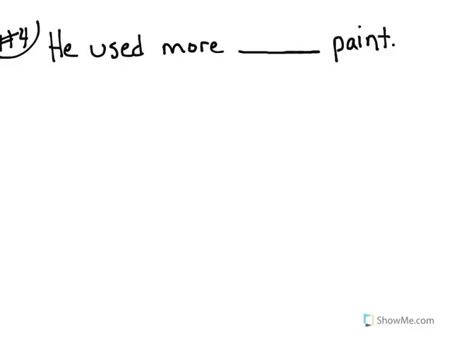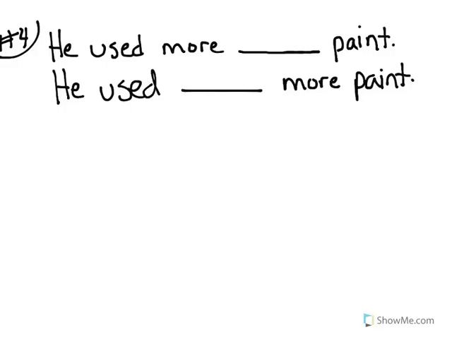So right away, I'm going to think about this sentence. Notice I have 2 questions. I need to have 2 sentences. So my first sentence would be, he used more paint. And that's where I'll put the color of paint that he used more. My second sentence, that question is asking me how much more. So for my second sentence, I am going to write, he used more paint. And that'll be where I put the amount.